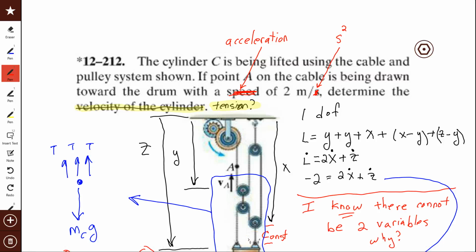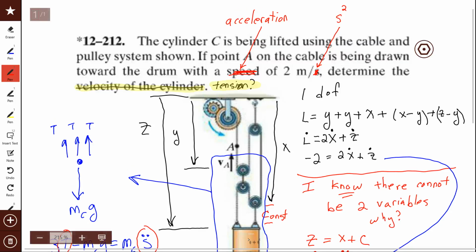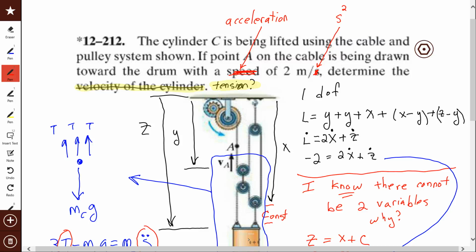Here's a problem that I've modified slightly. I'll let you read it, but basically what I've done is change it to provide an acceleration of 2. The question, however, is to determine the tension in the rope rather than the motion of the cylinder.